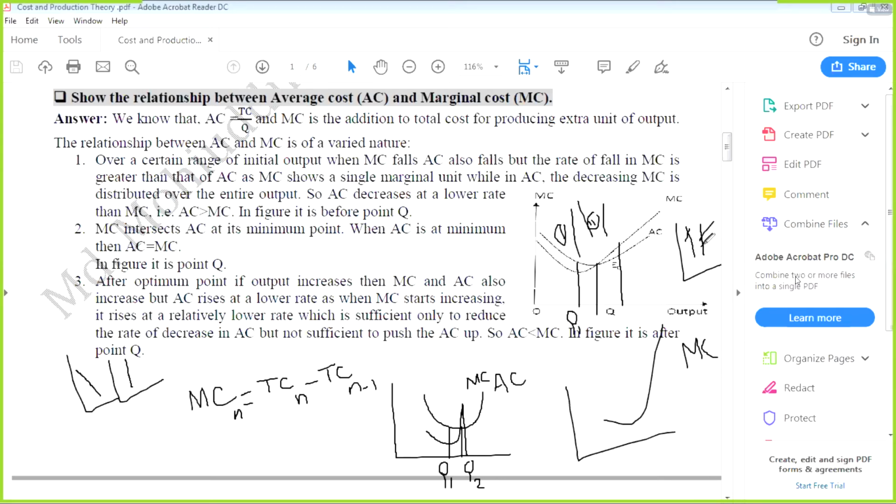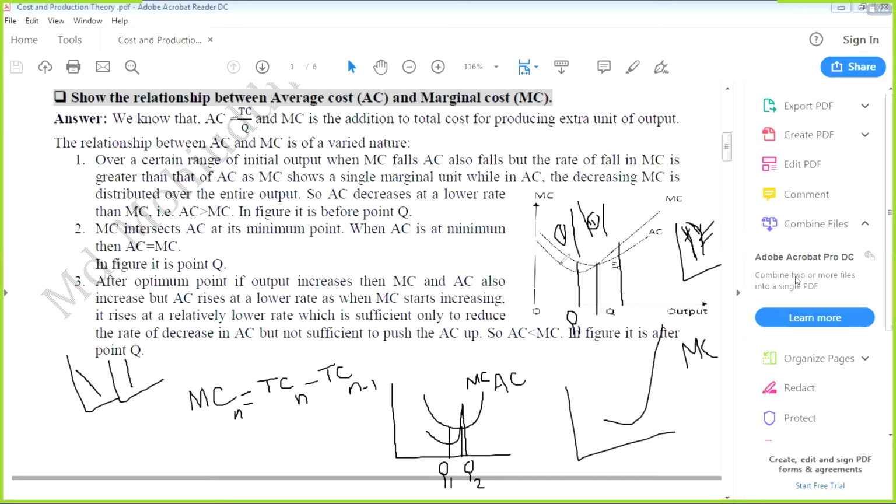So it means this one is a little bit bent, but this one is totally steeper. So the falling rate of this one will be higher than this one. This one has a little bend here, so the falling rate of this one is lower than this one.